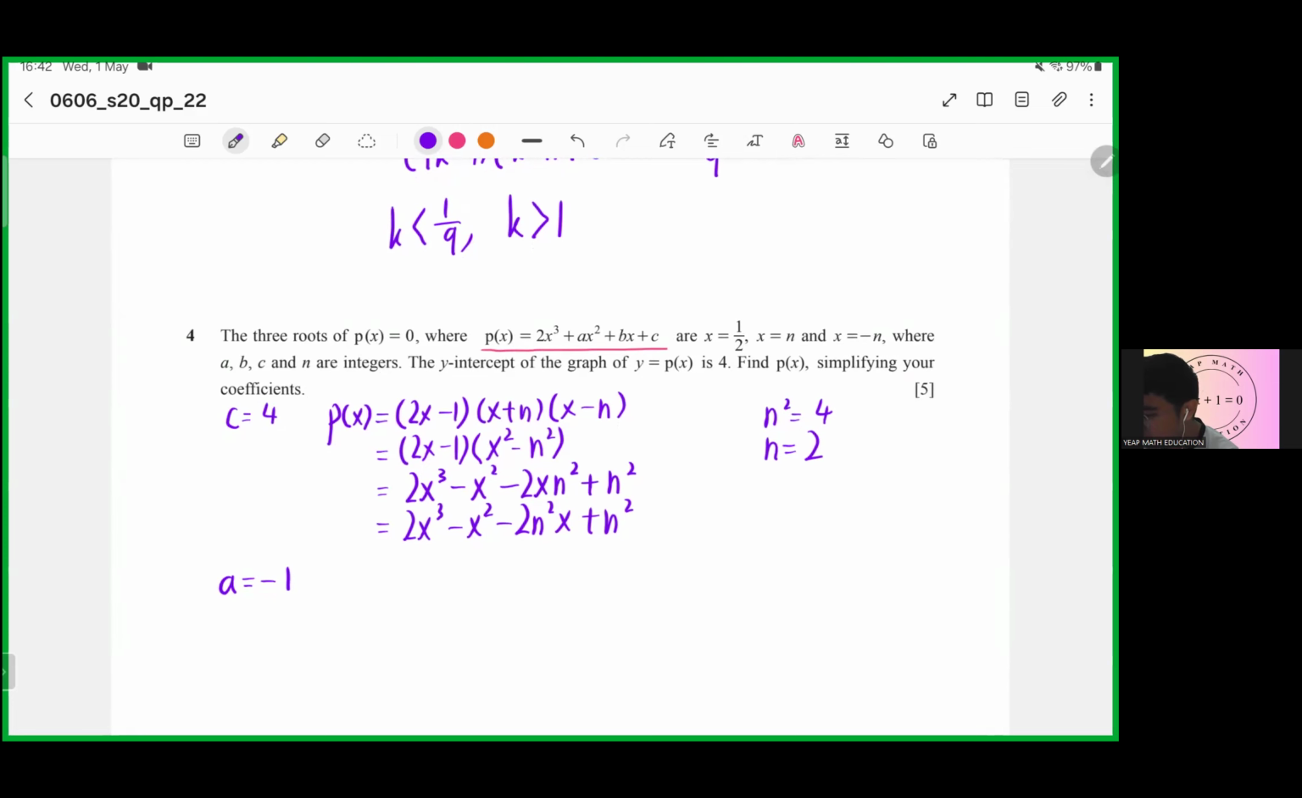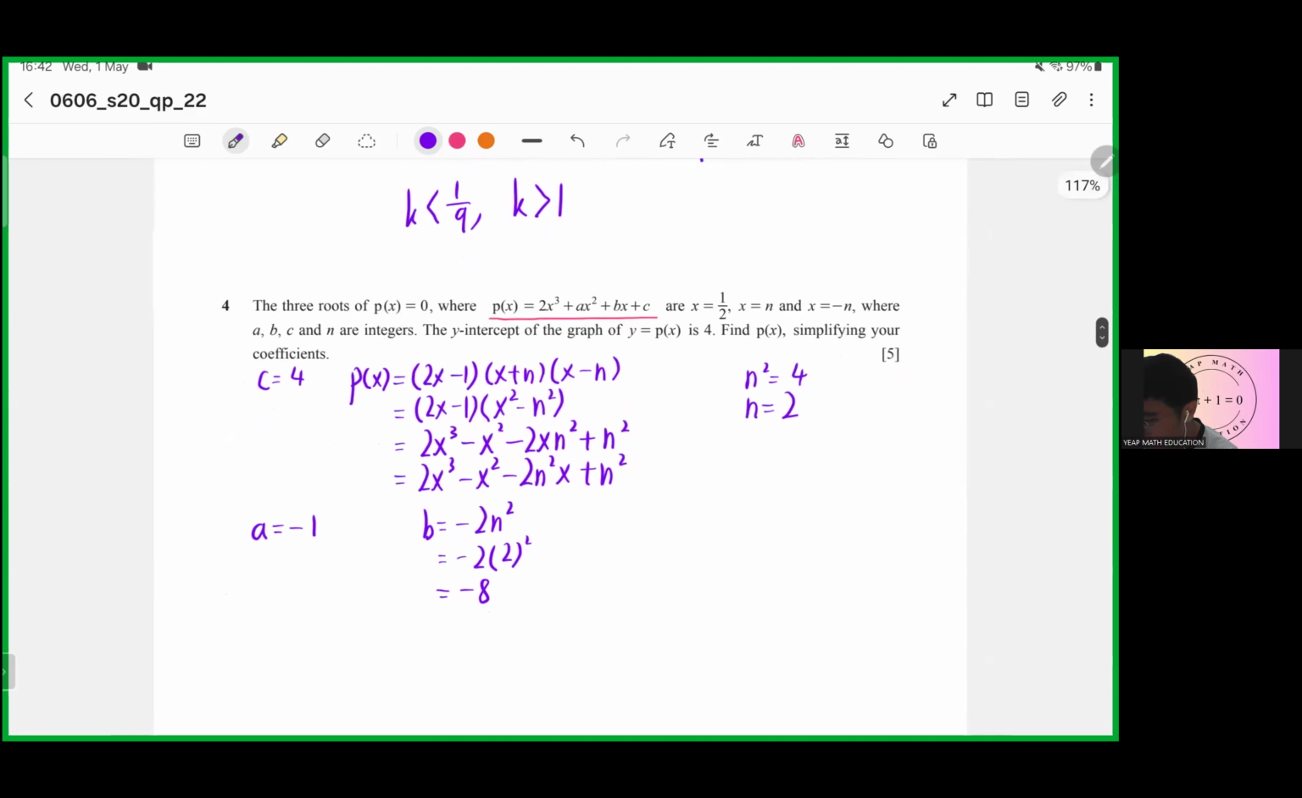And then one more, we need to find the value for b. Okay, b equals negative 2n squared. So negative 2, n is 2 squared. We get negative 8 here. So I write it again: 2x cubed minus x squared minus 8x plus 4.